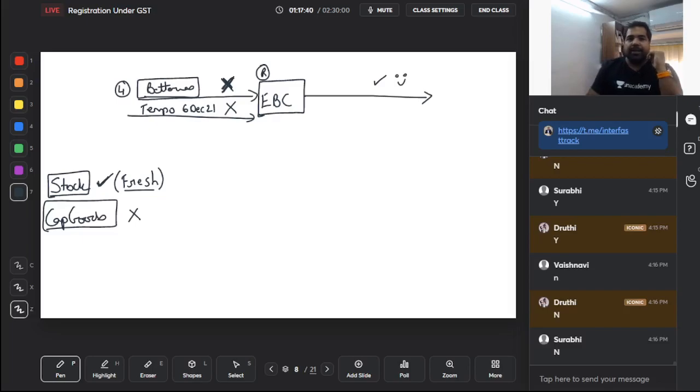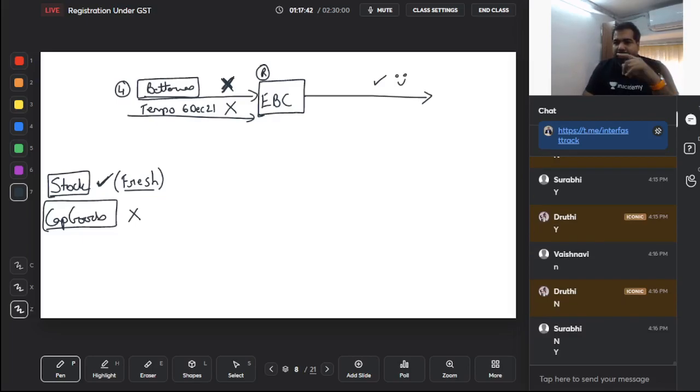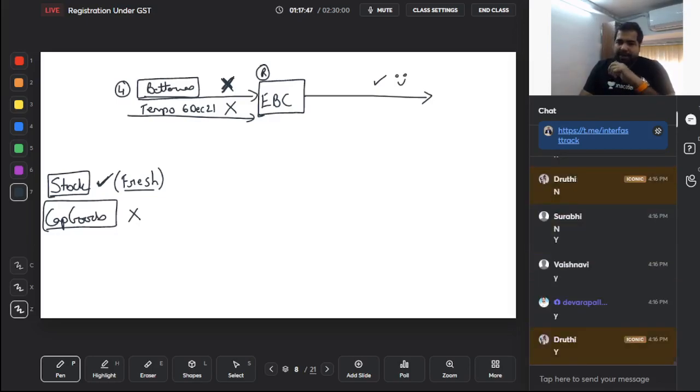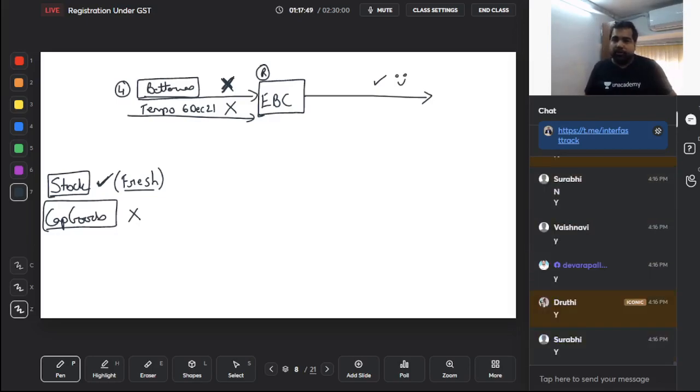Quickly recapping, guys, is this registration? Are you registering? Is the government happy? Will they give you credit from today onwards? Yes. But what about the stock? On the stock also, whichever is unsold, will you get credit? Yes. On the capital goods? No, on capital goods you will not get.